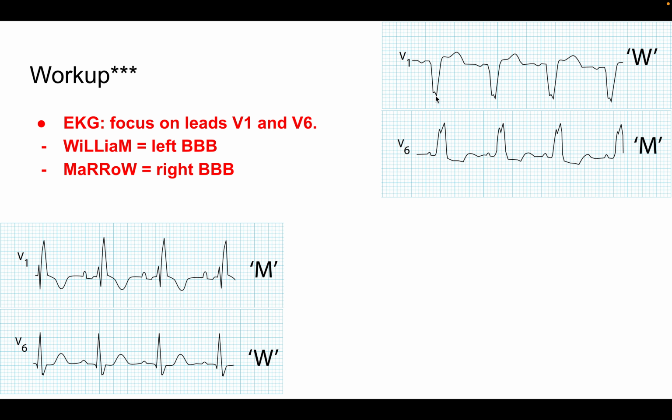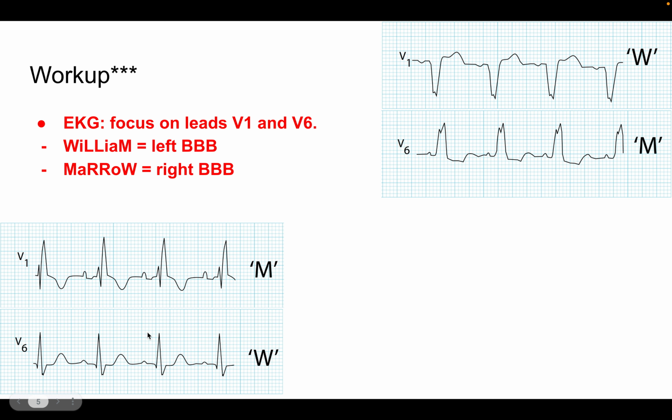And this is kind of where your block is right here. And then you finally get that delayed contraction. In a right bundle branch block, you remember Morrow. So in V1, in a right bundle branch block, your V1 QRS should be shaped like an M. Let's look. M. M. And then in lead V6 in a right bundle branch block, your QRS should be shaped as a W. Let's see. W. Yep, W.